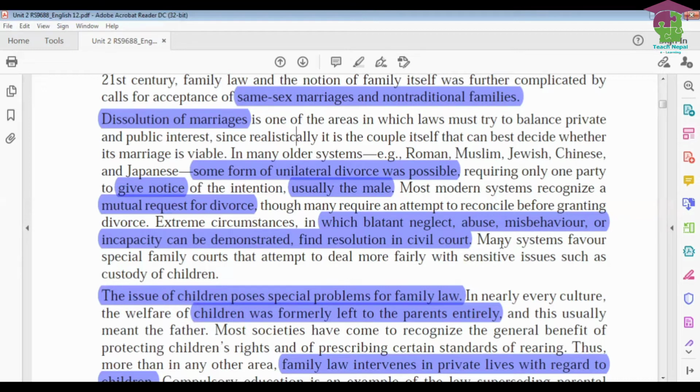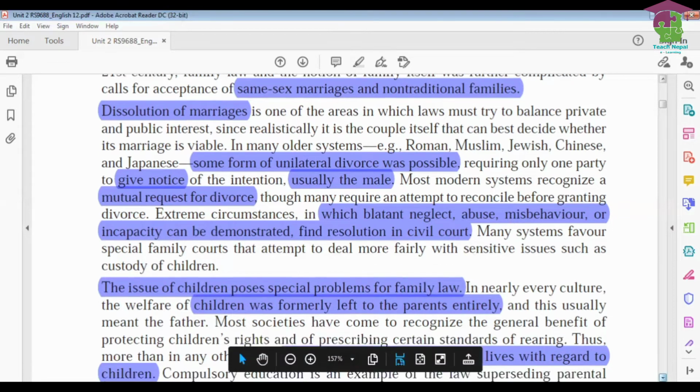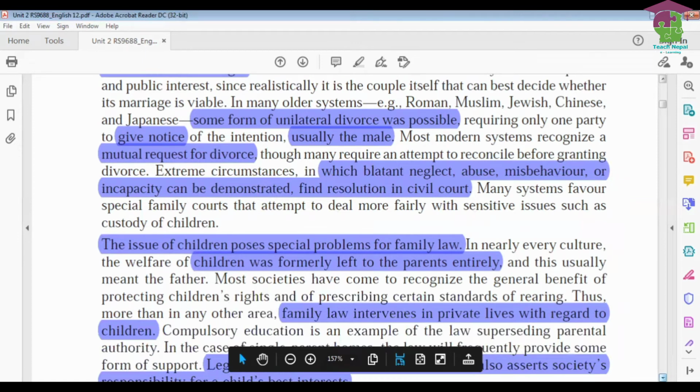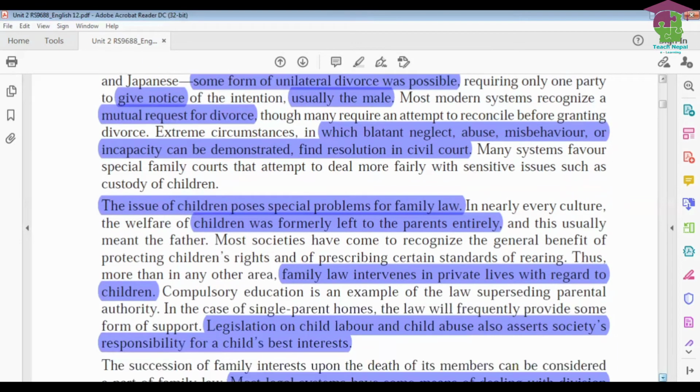Many systems favor special family courts that attempt to deal more fairly with sensitive issues such as custody of children, like children, like parents ko divorce bhaisakepachi athwa marriage dissolution bhaisakepachi children ko ke huncha bhanne kura chai family court le teslai chai sensitively hernu parne huncha.